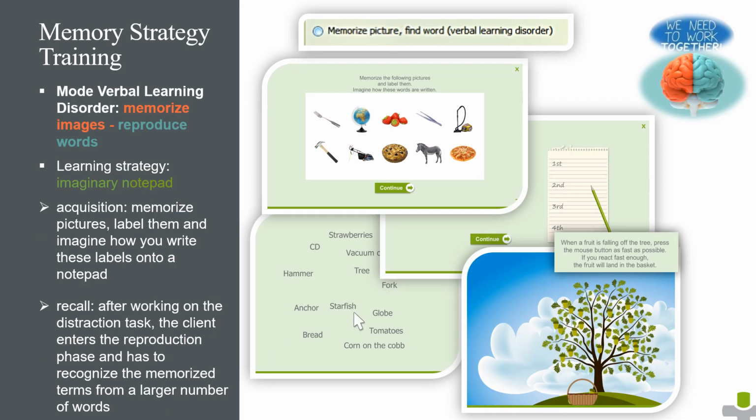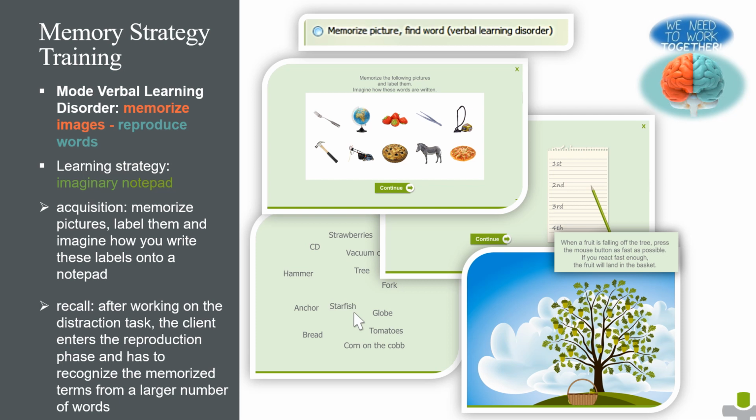Here I show you the mode Verbal Learning Disorder. In this mode, an increasing number of object images are displayed and need to be memorized. The client must mentally label these objects and imagine writing them on a notepad. The time span for memorizing will be determined by the client himself. The client can finish the acquisition phase by pressing the Continue button.